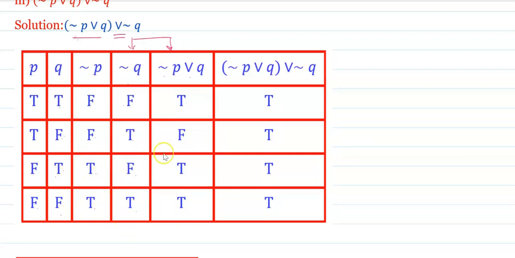Then what do we want to find out? Negation of P or Q. That means we have to find the OR between these two. How do we find the OR? At least one of the two must be true. One of them must be true, then it is true, otherwise false. So T or F, it is true. F or F, yes, both of them are false, therefore it is F. T or T, yes, T. F or T, then again it is true. So this is done.